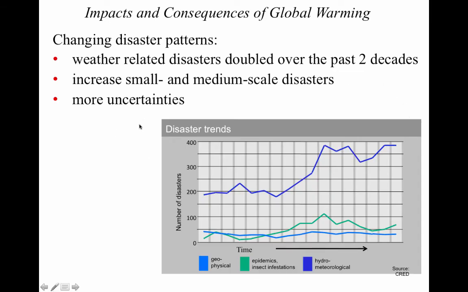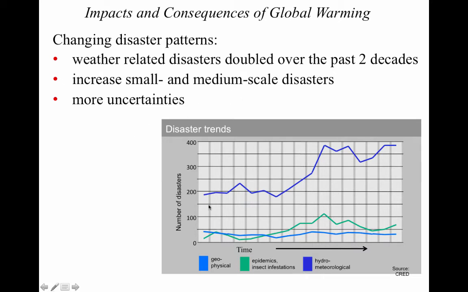Consequences of global warming: changing disaster patterns. Weather-related disasters doubled over the last 20 years, and there's also an increase in what they've labeled as small and medium-scale disasters. How they quantify these things is kind of grim, but something like a major hurricane might be a large-scale disaster, whereas maybe just a pocket of tornadoes or something is medium to small scale.